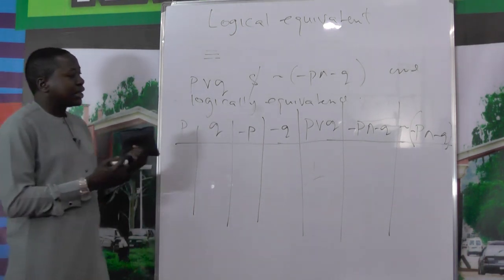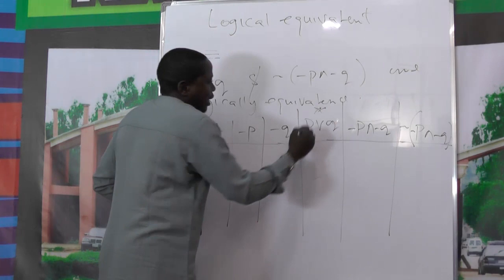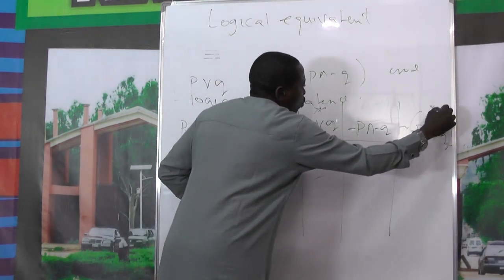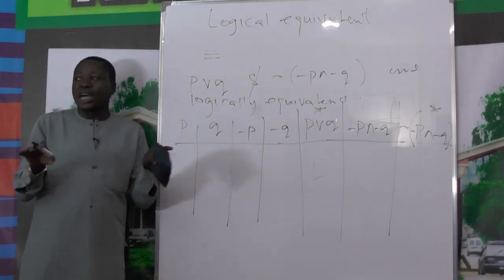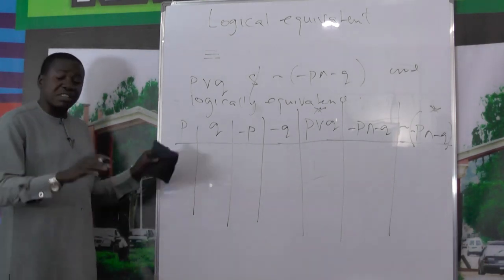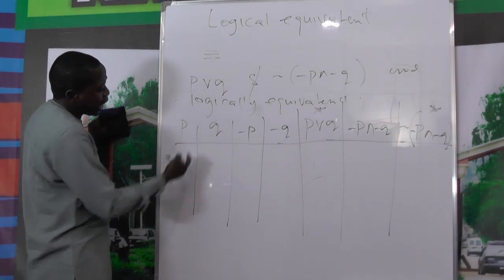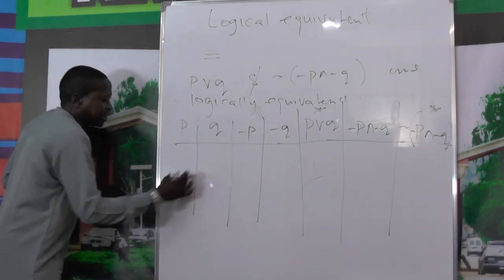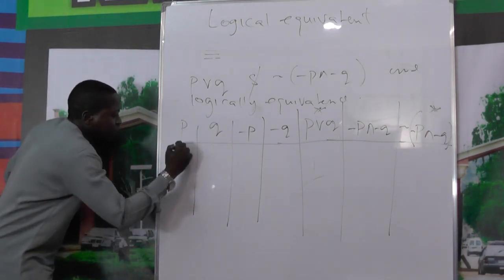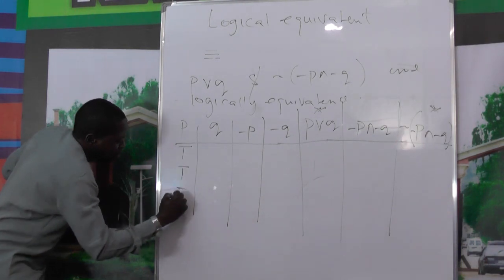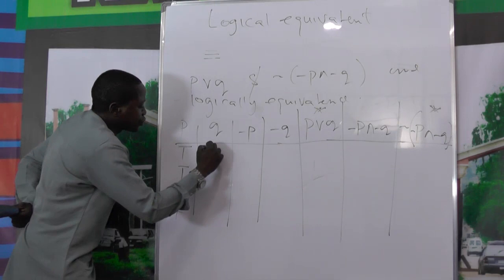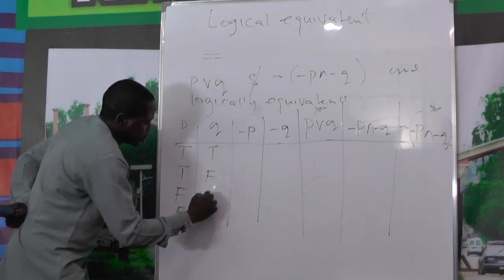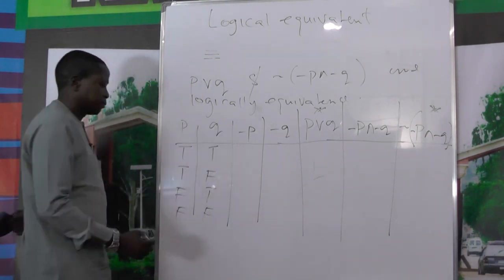Well, remember, this place where I start and this place is what we want to check if they are the same. So if they are the same, it means they are logically equivalent. But if they are not the same, it is not. Now let's fill these two places I told you. We have true T, false, false. And this place we have true, false, true, false.